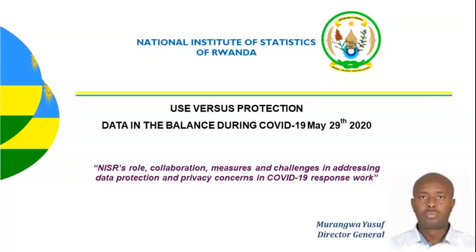First of all, thank you very much for organizing this meeting. It's very important, and especially it's very timely. In Rwanda, the National Institute of Statistics is part of other institutions that are supporting the COVID-19 mitigation efforts by providing data. But we are also a regulator in terms of data access, privacy, and confidentiality, working with other regulators in the country. So our role is very important in terms of providing data and access to data and use of data.